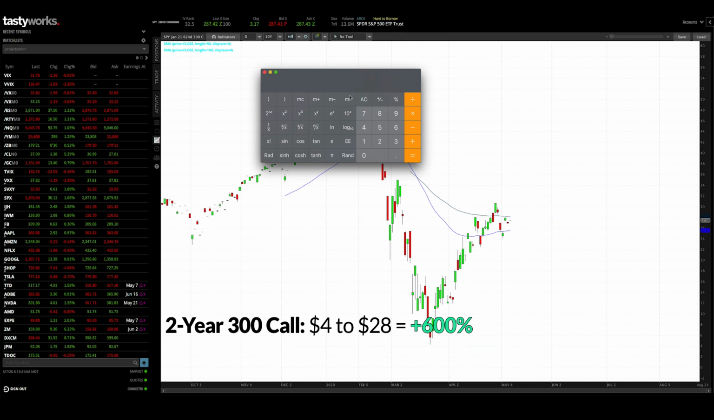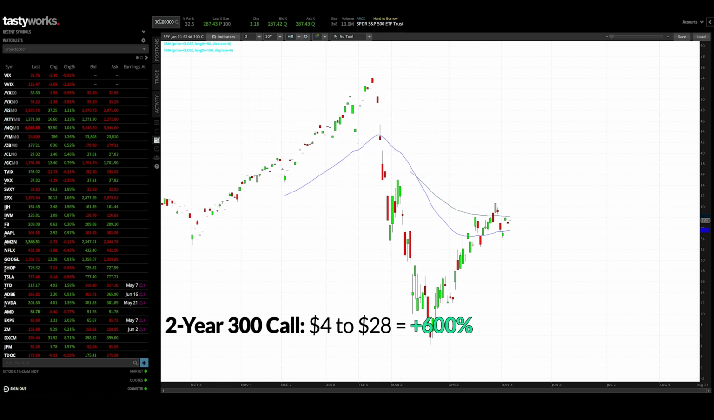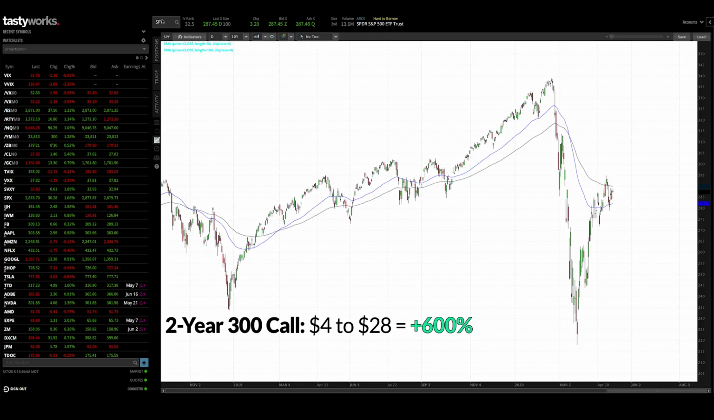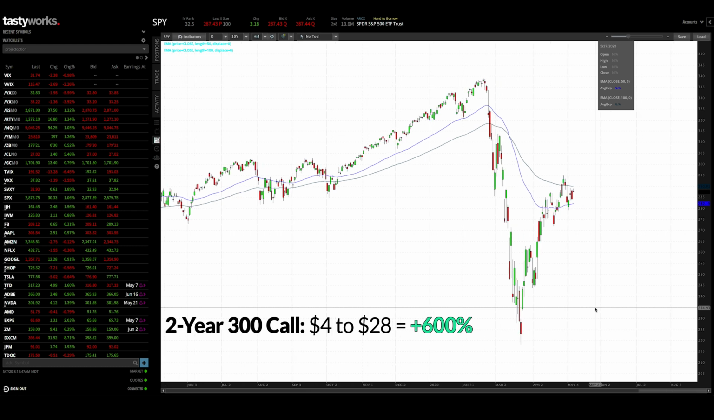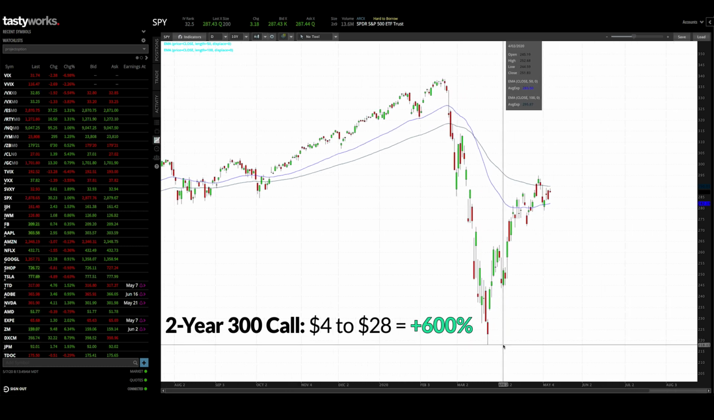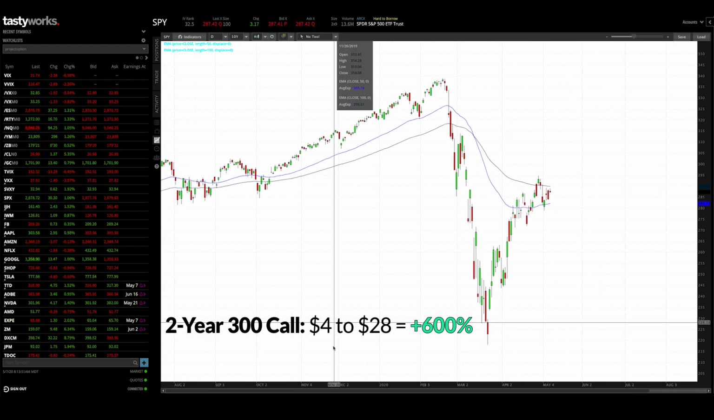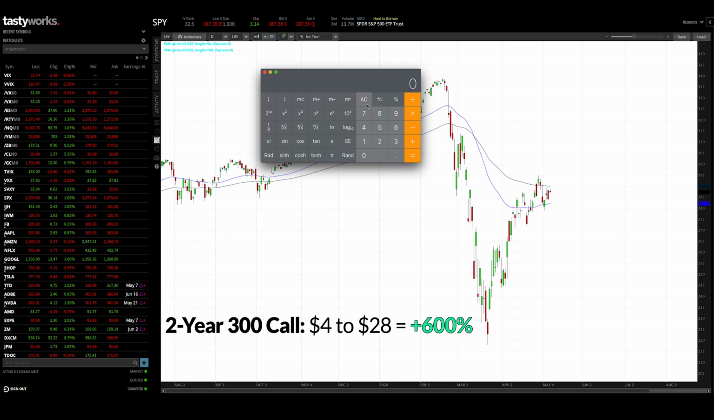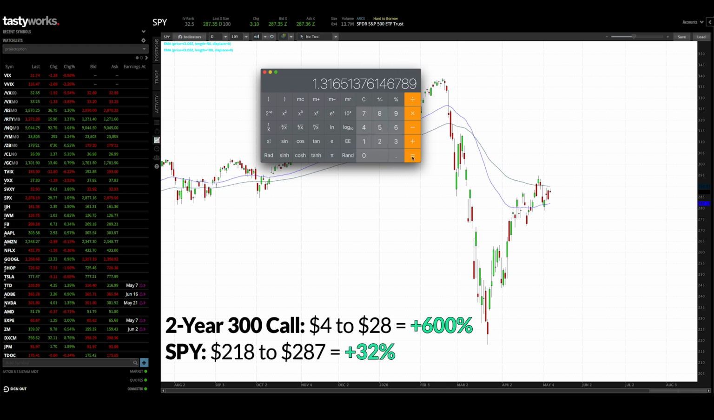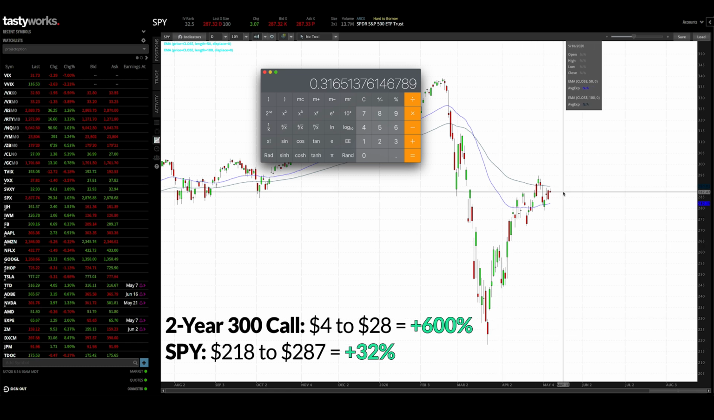Let's compare that with the actual price increase in SPY. So if I just go to SPY, the bottom was 218 and currently it is at 287. So if I do 287 divided by 218 minus 1, we get a 32% increase. So the 300 call option expiring in 2 years increased 600% from the market bottom to the current level.